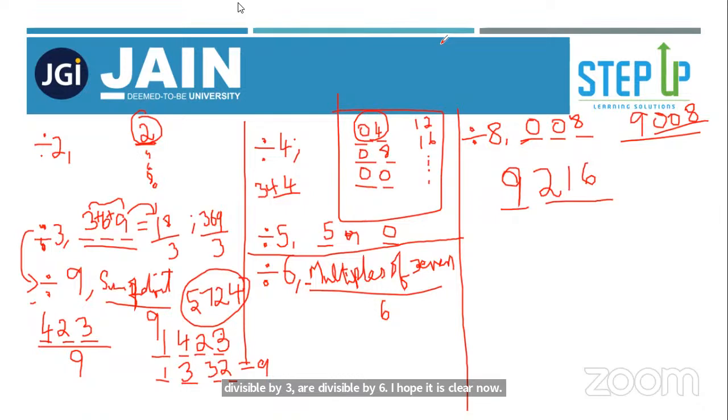Multiples of 3 and even number: 6, 12, 18, 24, 30, 36, 42, 48, 54, 60, 66, 72, 78, 84, 90, 96, 102, and it goes on. Even numbers which are divisible by 3 are divisible by 6. Any doubts with divisibility of 6?